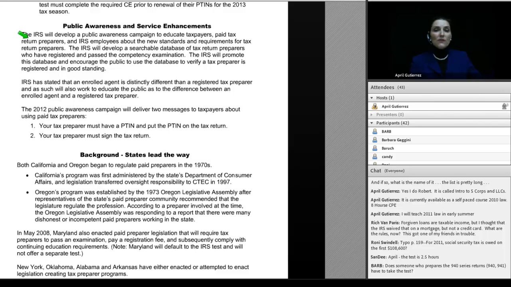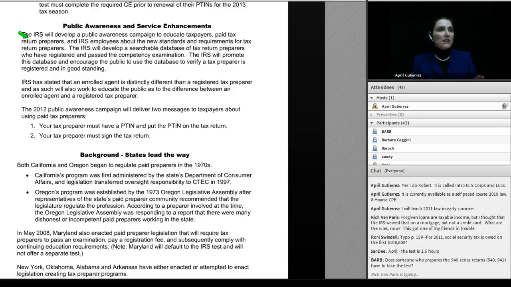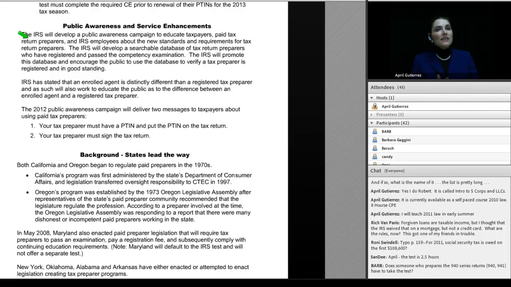Now, California is the opposite. California has a huge public awareness campaign. They spend lots of money on it every year. And so the public in California is informed that they should be looking for a person who is registered and has their little certificate on the wall.